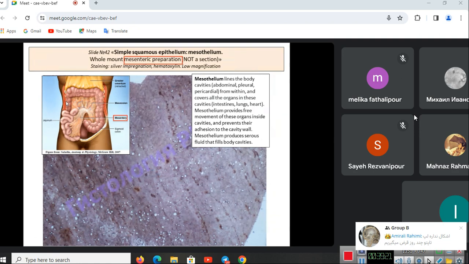And the same for the heart. When the heart beats, it moves inside the pericardial cavity. And mesothelium helps to decrease friction because it helps to produce serous fluid which fills those cavities.